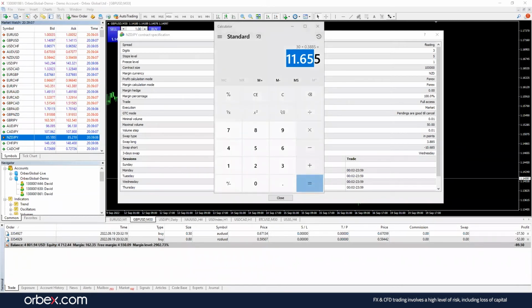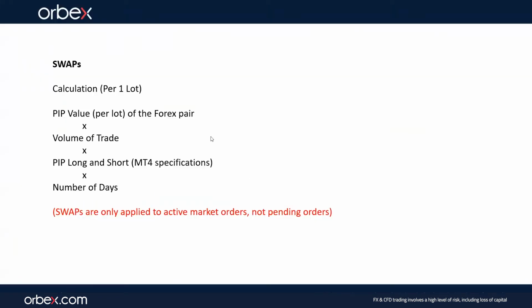So this is how the swap fees are applied in general. Swaps are always a vital part of your trade because you don't want to wake up in the morning with your trade possibly in a positive or a negative and then have a swap fee here that you didn't know about. So just going back again for a quick reminder: this is per one lot, multiplied by the pip value, the volume of the trade, and the number of days. And don't forget the MT4 specifications as well.